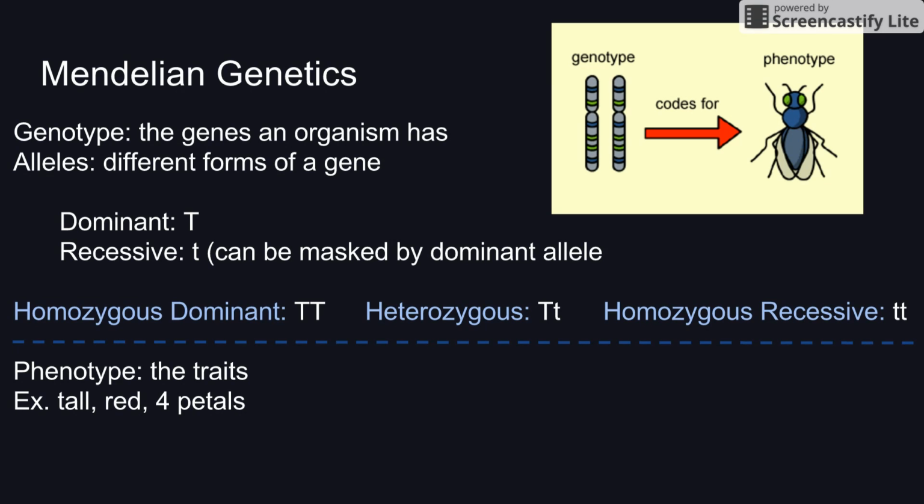Okay, so this is all information about genotype. We also have phenotype, which is the actual traits you see with your eyeballs. So examples: tall, red, four petals, short, hairy, round, whatever you can think of that you can see with your eyes, these are going to be phenotypes.